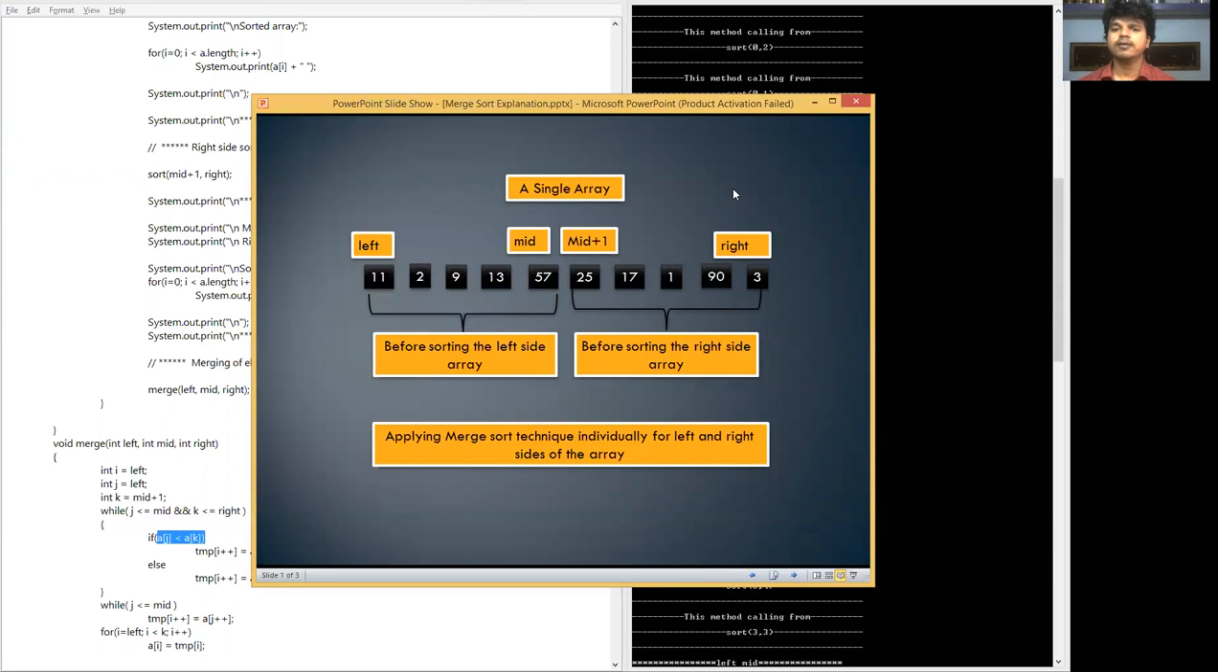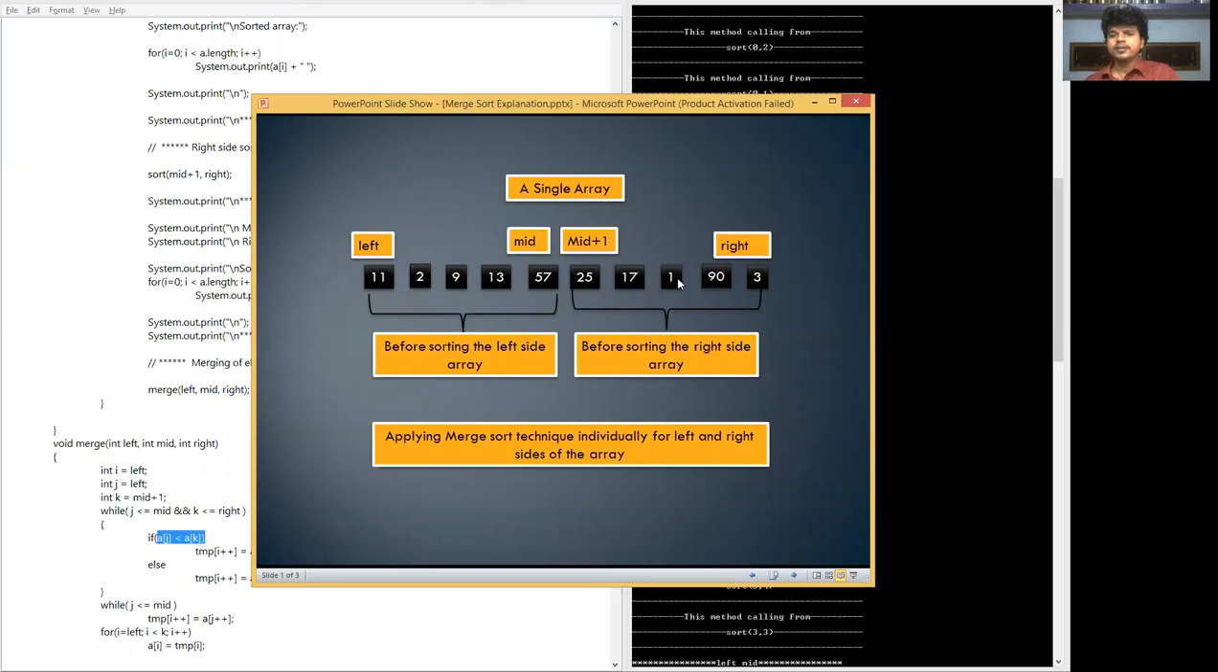In this technique, we are going to consider some elements. These elements consist of 10 numbers, and the 10 numbers exist in a single array. Our main agenda is to make this array into ascending order. All elements should exist in the form of ascending order.